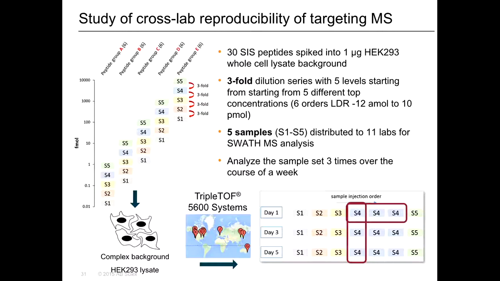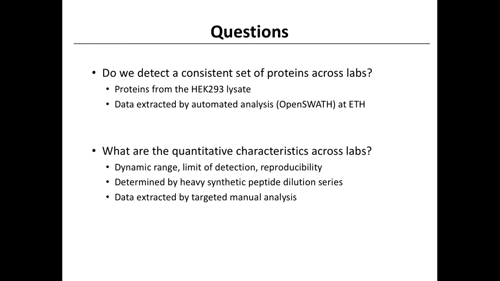And we wanted to ask 2 questions. Do we detect a consistent set of proteins across laboratories? This would be the big data question. If people analyze the same results, would they come up with roughly the same proteins identified? And the other was a more analytical chemistry component of the study. Do they show similar dynamic range, limit of detection, and limit of quantification, and so on? And this is, of course, based on the isotope-labeled peptides which are titrated into the sample.